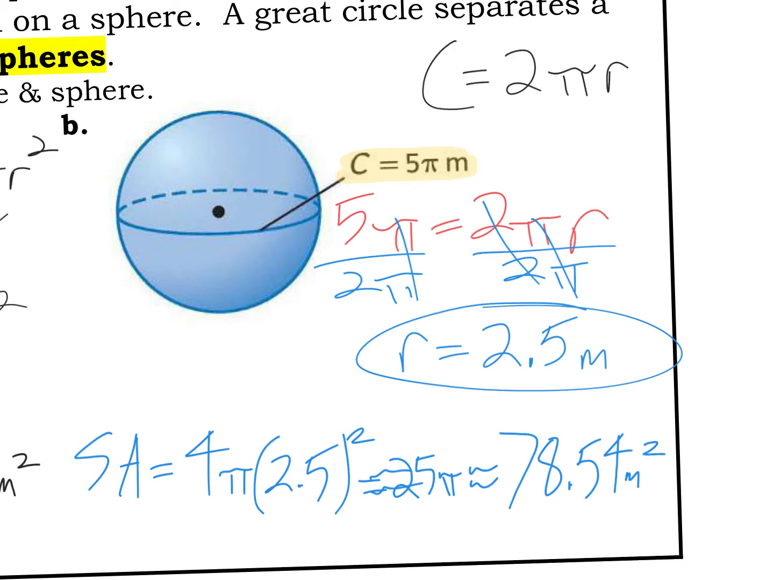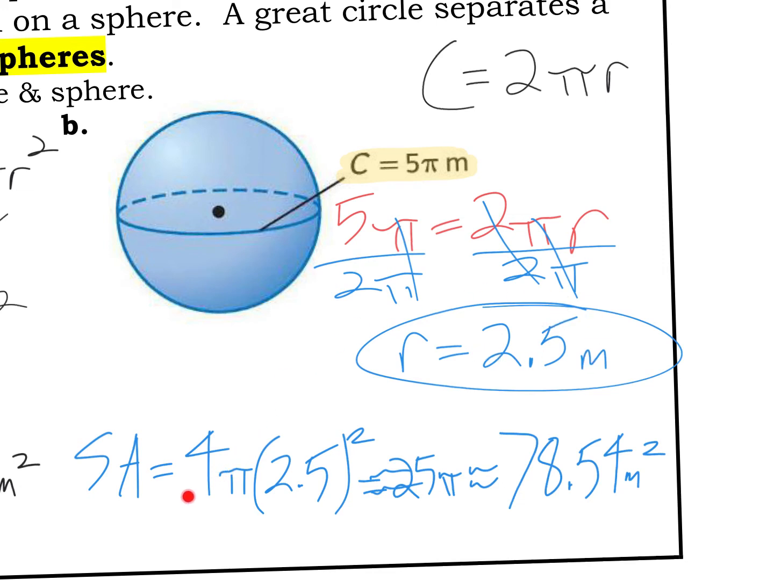So this one is giving me the circumference, and this is the great circle, meaning the circle that goes through the middle of the sphere. So I have to use this to figure out what my radius is. Well, the formula for my circumference is 2 pi r, so just set 5 pi equal to 2 pi r. So I can divide 2 pi to the other side. My pi's would cancel, and 5 divided by 2 is 2.5. So I have a radius of 2.5.